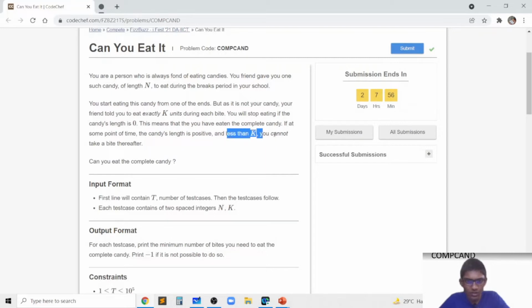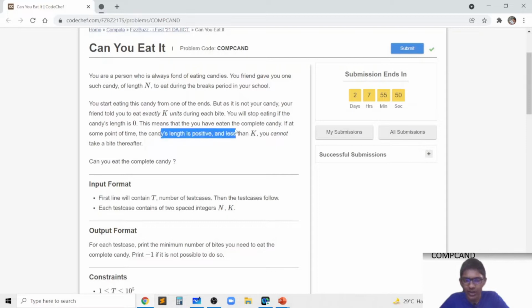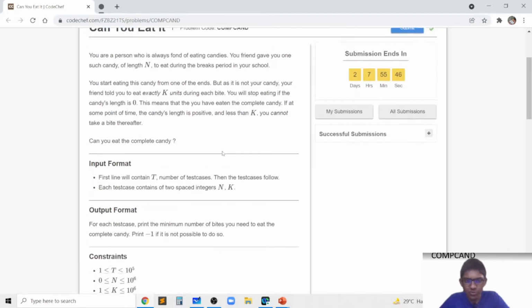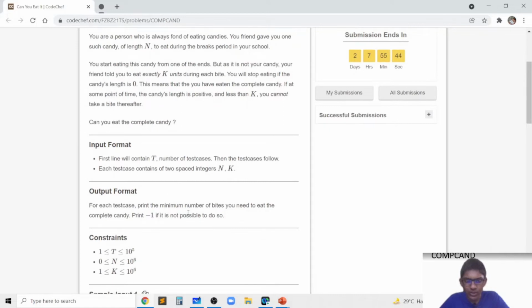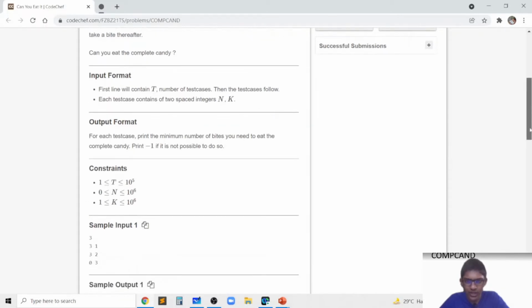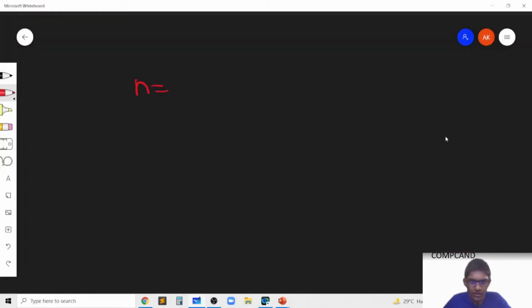And if the length is less than k, so for example, if n minus k becomes less than k, then we can't do another k operation because that would make the candy's length negative. And we need to print -1 if it's not possible to eat the candy, otherwise we need to print the minimum number of bites. So for each test case we are given n and k and we need to print the minimum number of bites. So for example, let's say that n is 3 and k is 2.